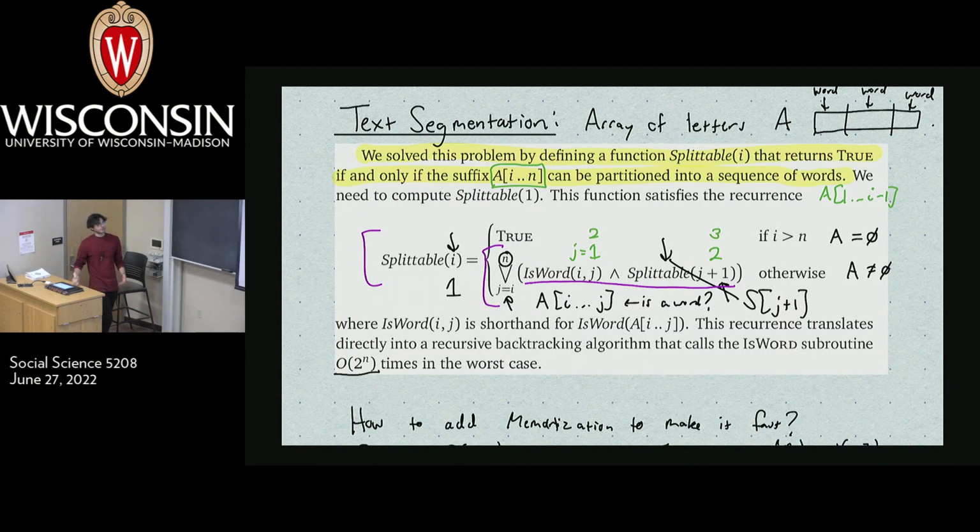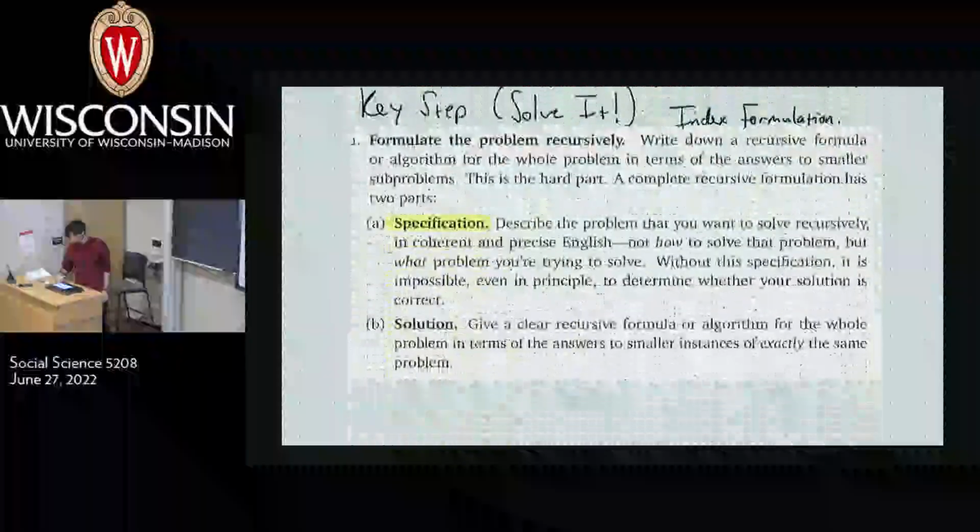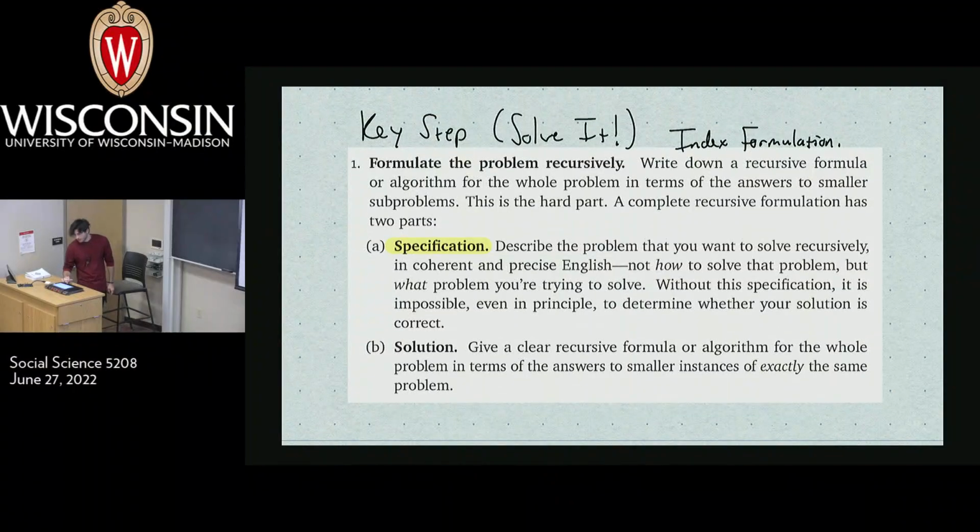Even if your algorithm was perfectly correct, if we don't know what it's solving, we have no way to verify it's correct because we don't know the goals of your algorithm. So that's why it's important to always say in English what problem you're solving. It's not always the original problem. It's usually not, actually. So in particular, this is not how to solve the problem, but what problem you're trying to solve.